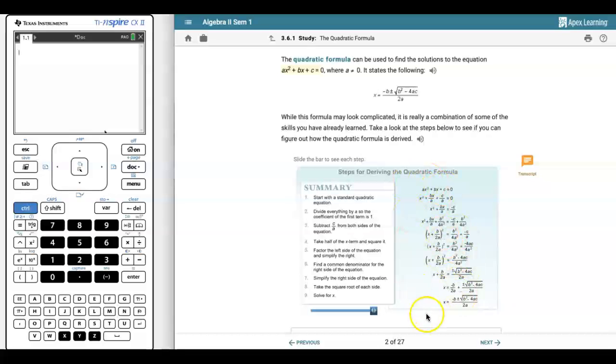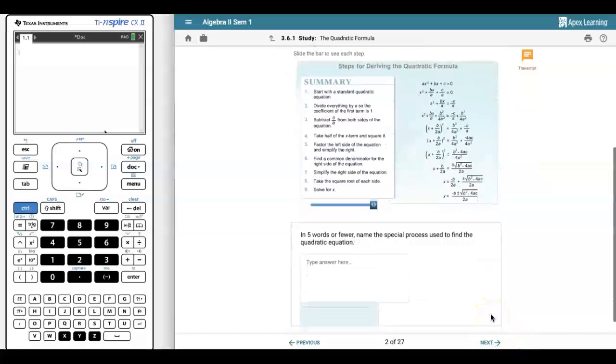You will never be asked in this class where this comes from, but just in case you wanted to see it. Again, it ends up with this equation: x equals negative b plus or minus the square root of b squared minus 4ac all over 2a.